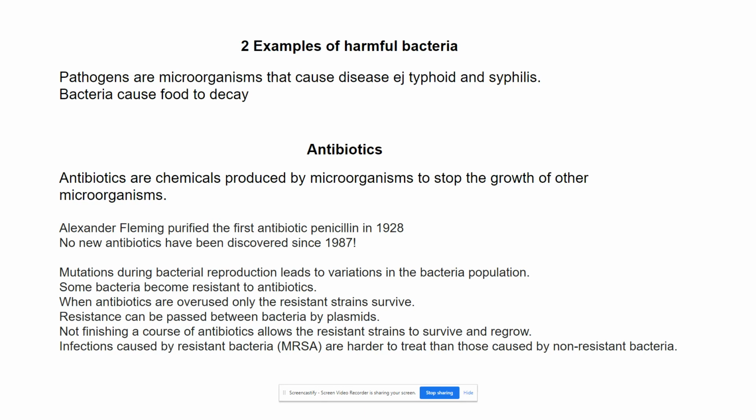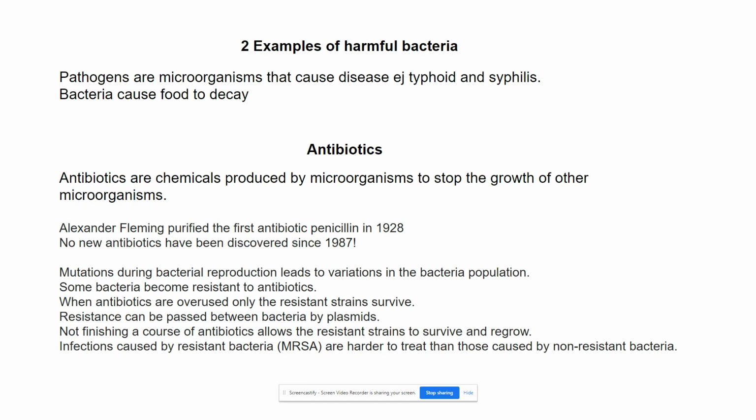And many of the antibiotics that we've had are no longer functioning. The reason is because bacteria are becoming resistant. So how does that happen? So during reproduction, the cloning, the binary fission of bacteria, it isn't always perfect. Sometimes we have mutations, and these mutations will lead to differences and variations in the bacteria population. So some bacteria in every generation will be different.